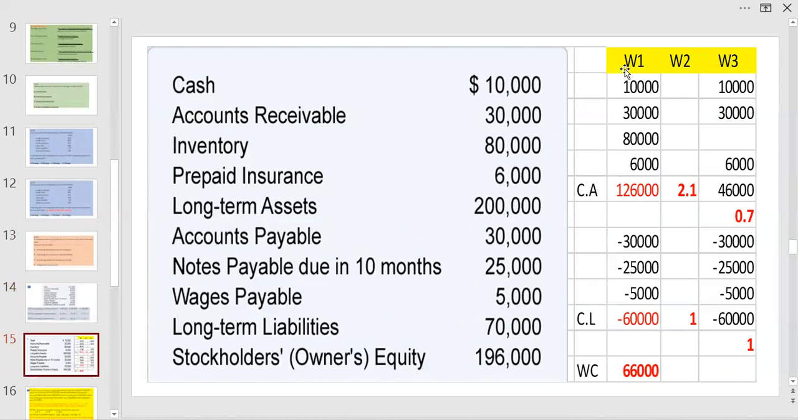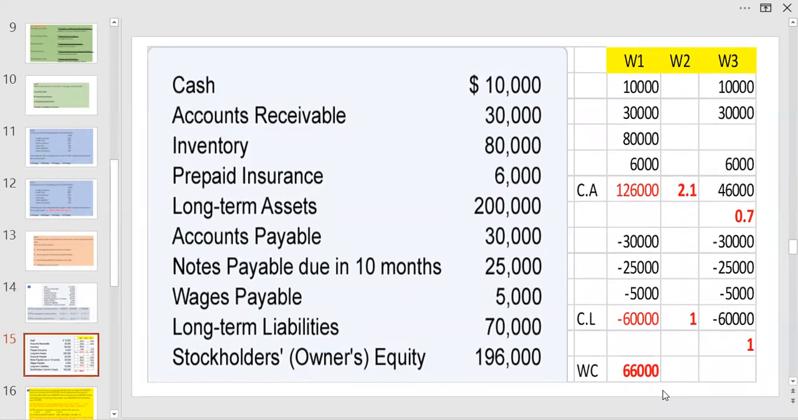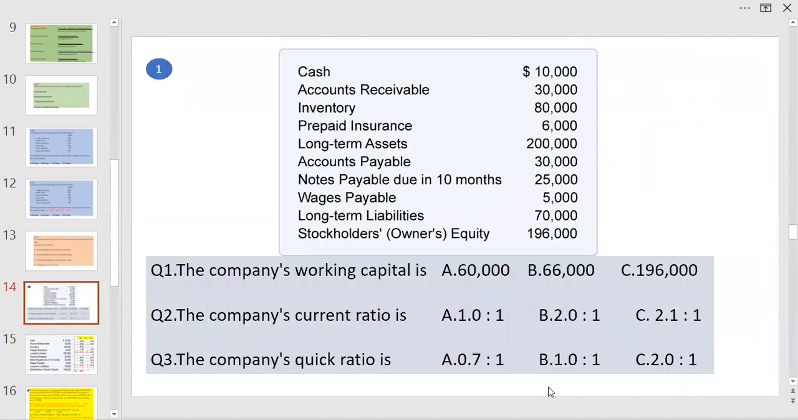Please look at the working: capital is 66,000. Therefore, the answer is B. Please look at the working 2, ratio between current assets and current liability, 2.1 is to 1. The answer is C. Look at the working 3, where inventory is not taken into account, leaving a balance of 46,000 on the asset side, which is 0.7 of 60,000. Therefore, the answer is A.